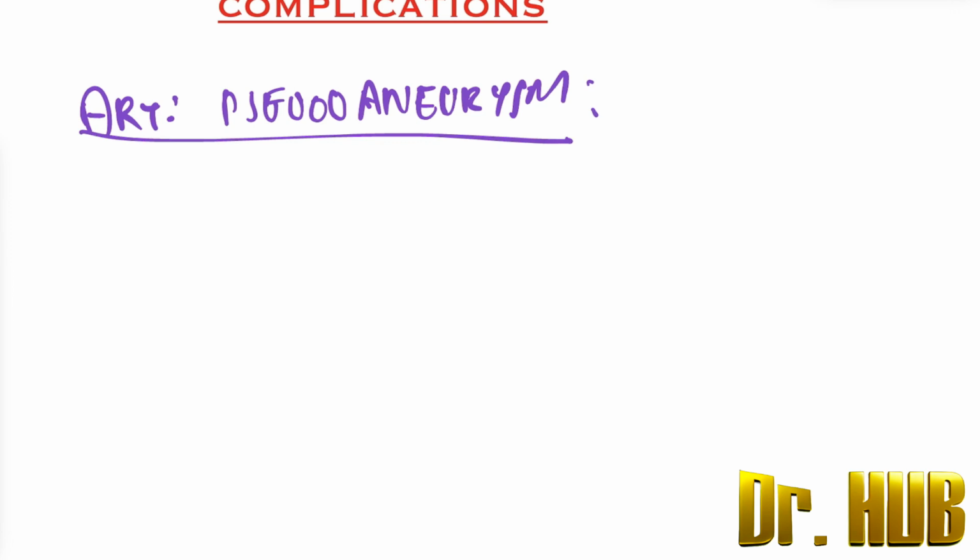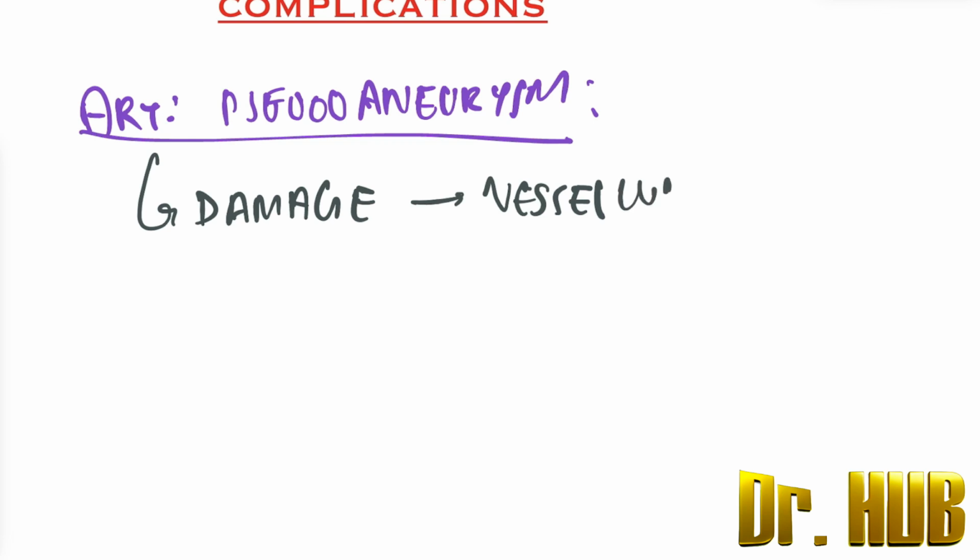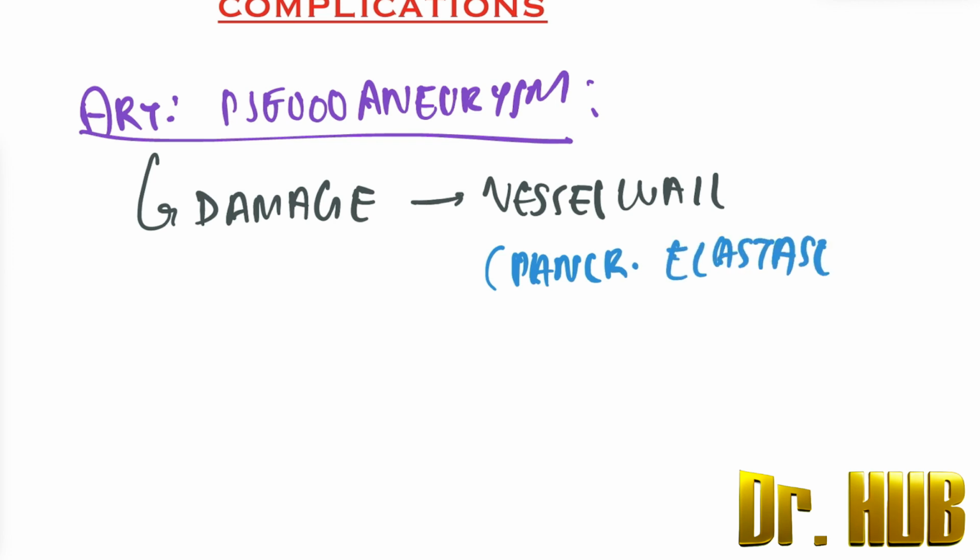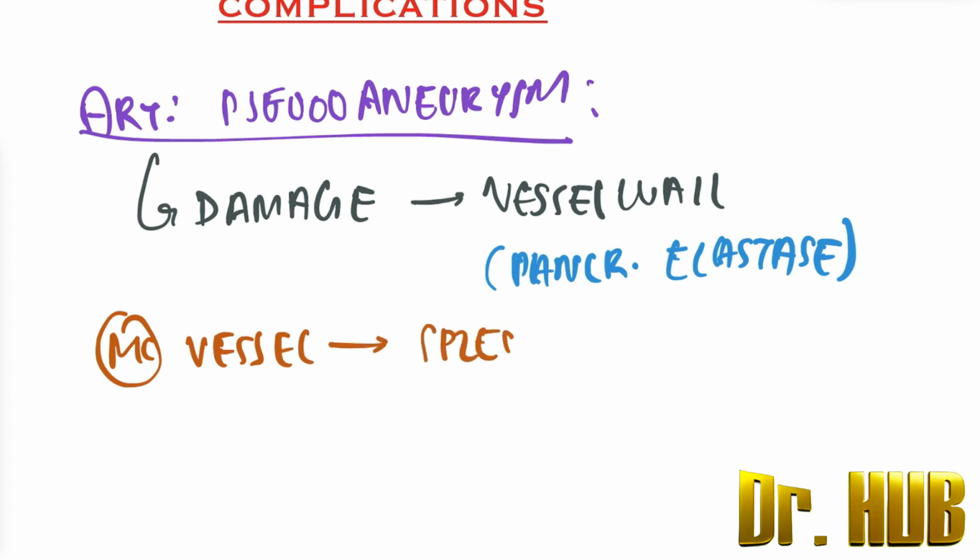So in terms of the arterial pseudoaneurysm, it is caused by damage to the vessel wall, and this is totally by the pancreatic elastase. And next is the most common vessel affected. The most common vessel affected is going to be the splenic artery.